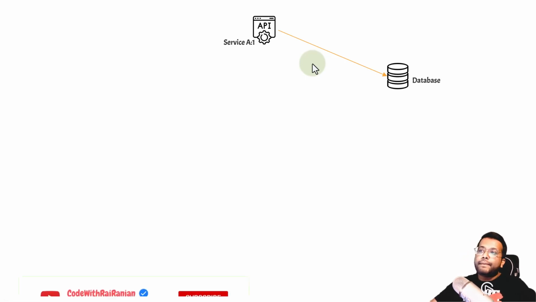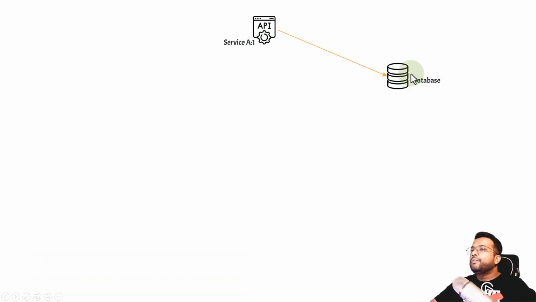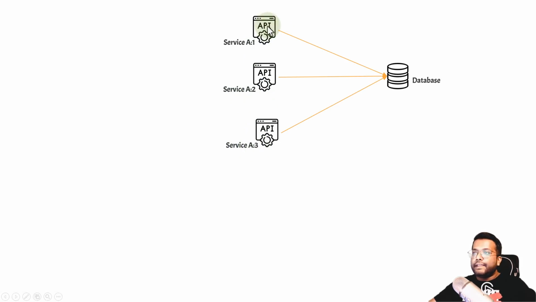Let's say there's a service A connected to a database. Service A can be any service, let's say a user management system or a payment management system. It is using one of the database tables to fetch information about the users or to create the users. Now in a production system, multiple instances of the same service are always deployed. So there will be service A:2, service A:3. The code base and functionality are exactly the same, but we deploy multiple instances for scalability and better system design.